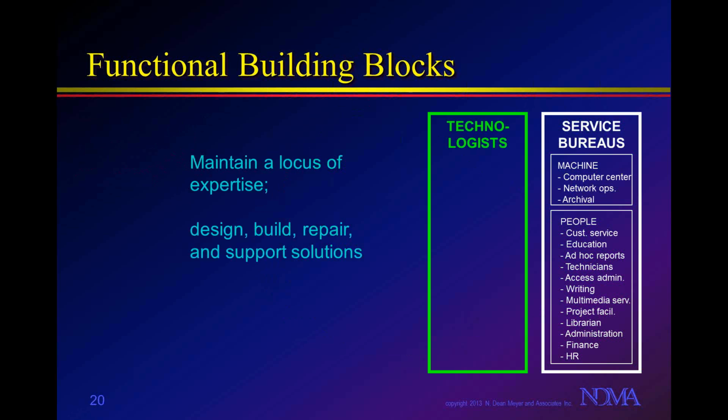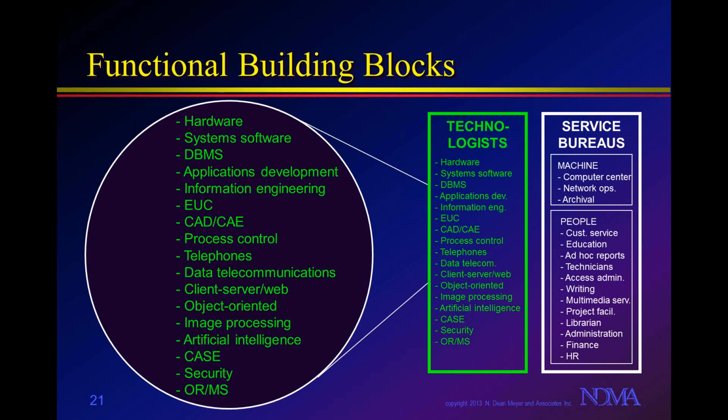Technologists, these are our engineers. They maintain a locus of expertise in a particular domain of technology, and they use that expertise to design, build, repair, and support solutions. So these folks love innovation. They may not be able to run things very well, but they love to invent new stuff. They're out on the bleeding edge, reading the literature, playing with toys, and learning to build the next generation of solutions. Now here, the law of requisite variety really strikes home.